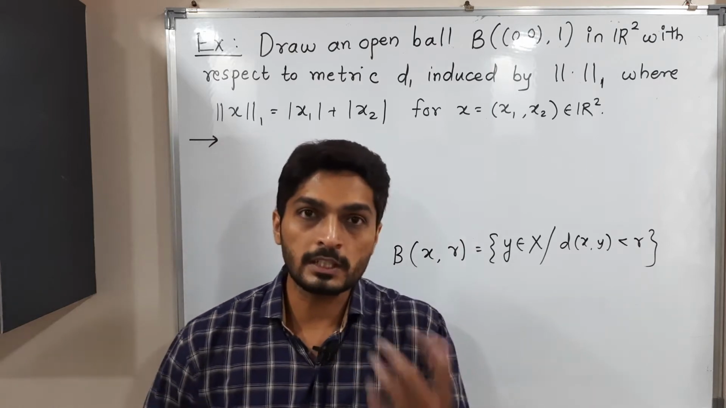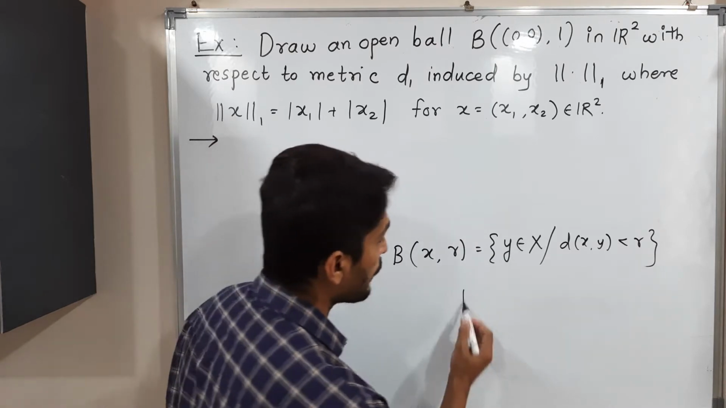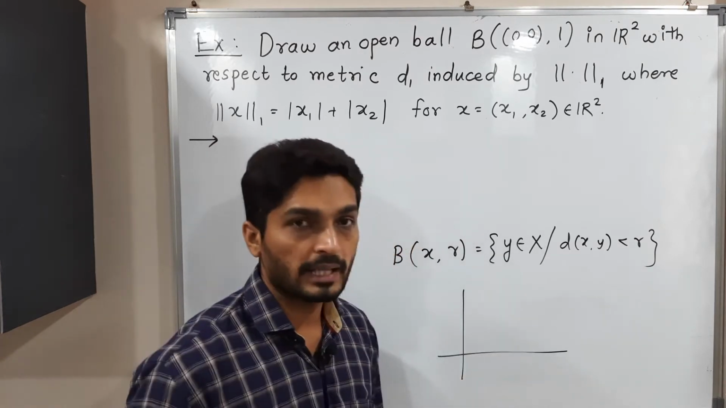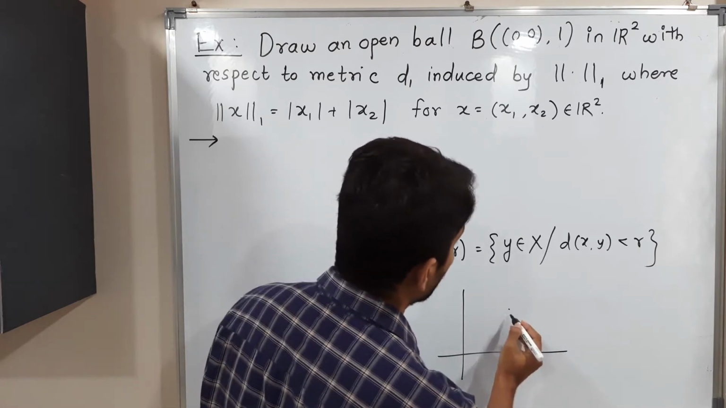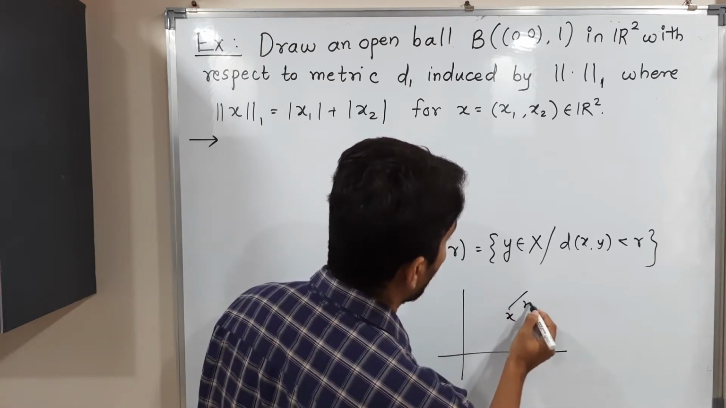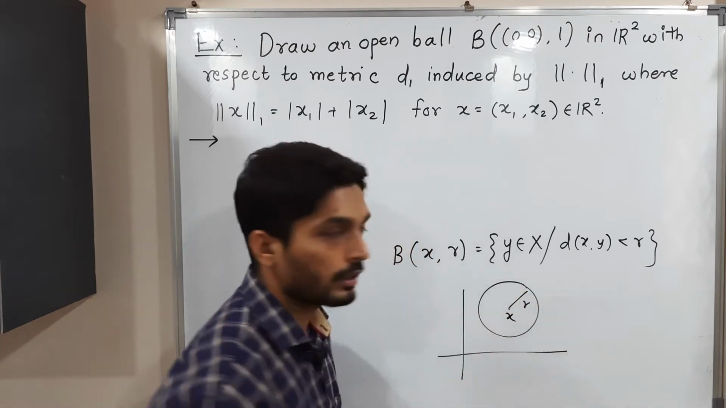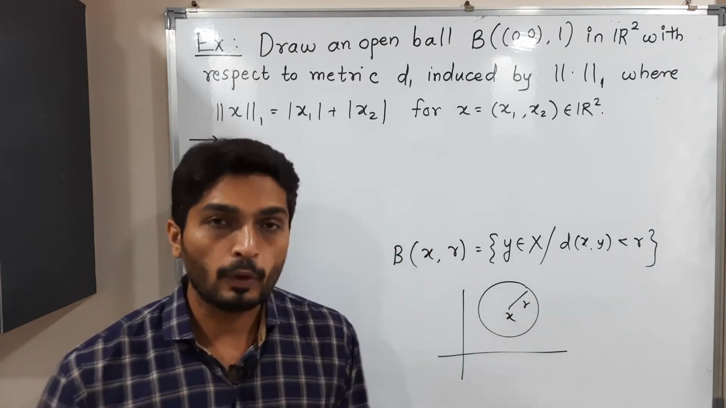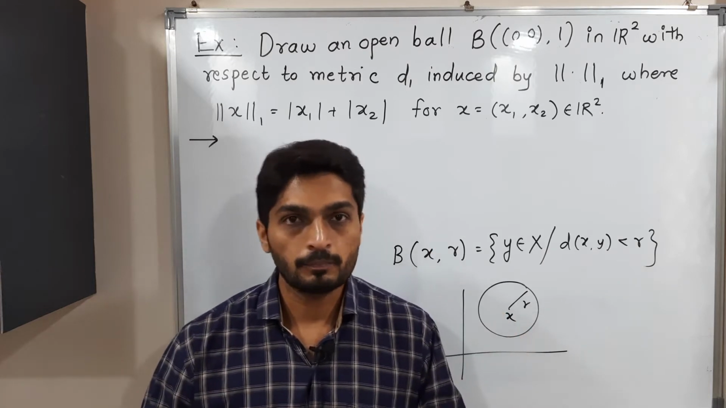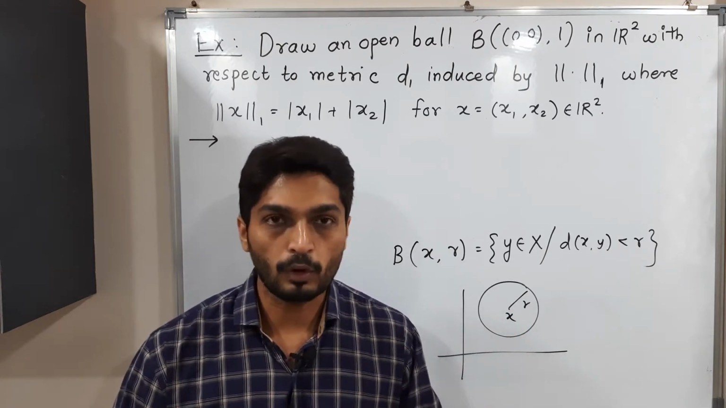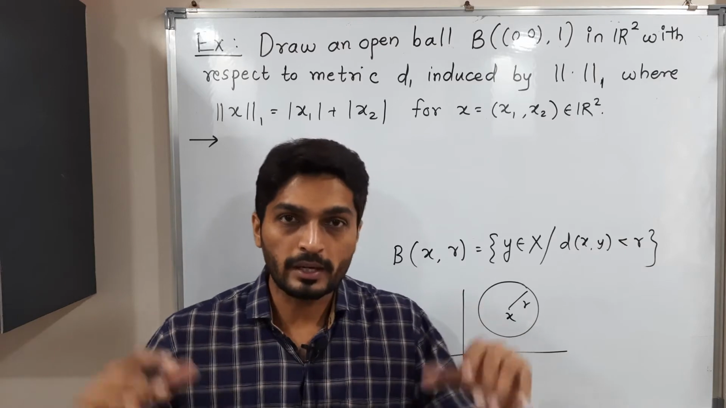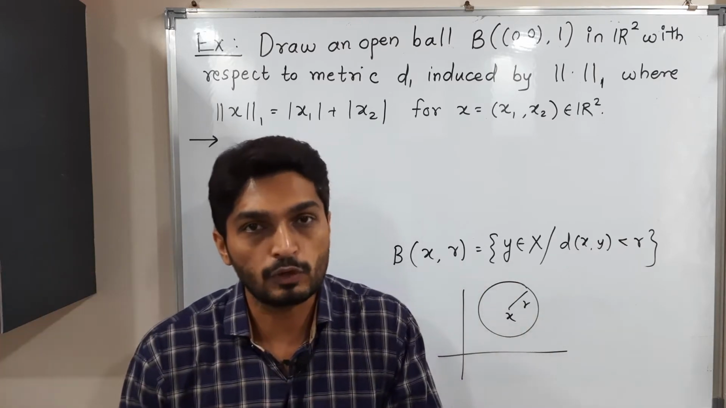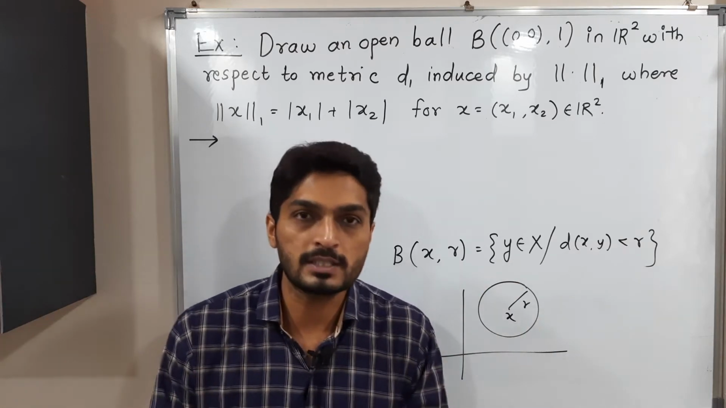Normally when we state the definition of open ball, we draw a diagram like this. Here we consider x, we take radius r, and we draw a ball, a circle. We say the points which lie inside the circle are elements of the open ball, and the points that lie on the boundary or outside will not be elements of the open ball. In a simple way we state the definition.